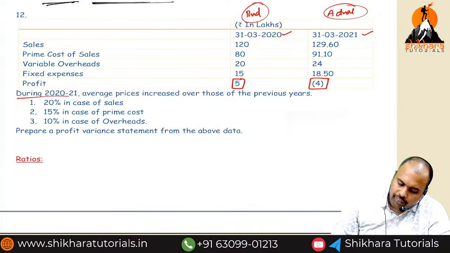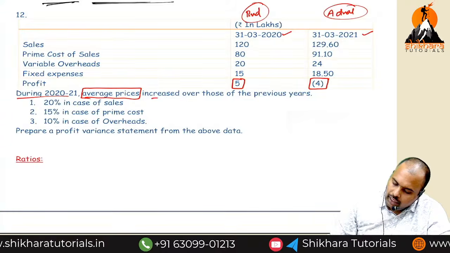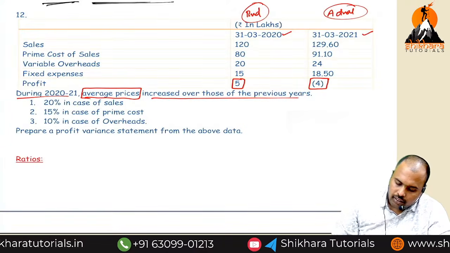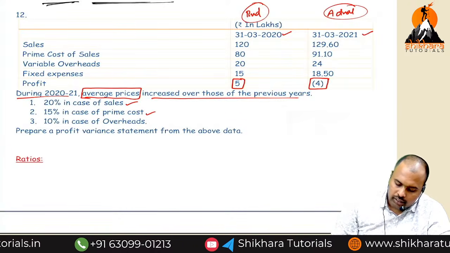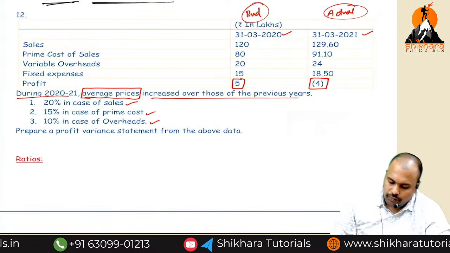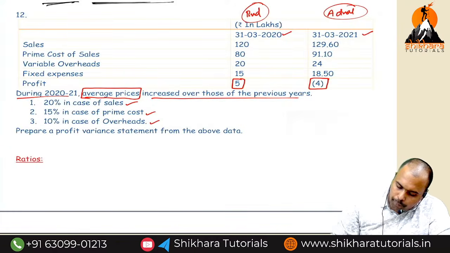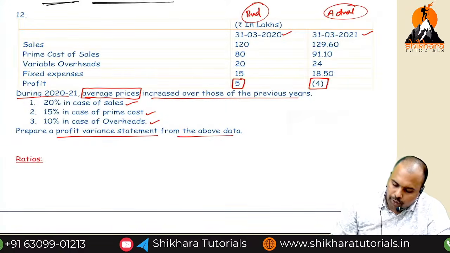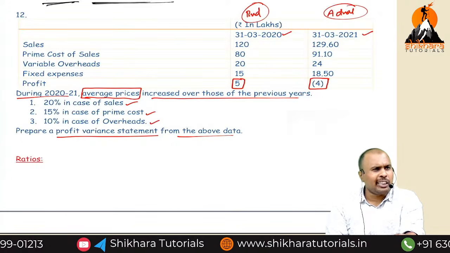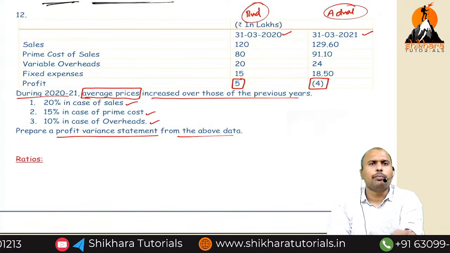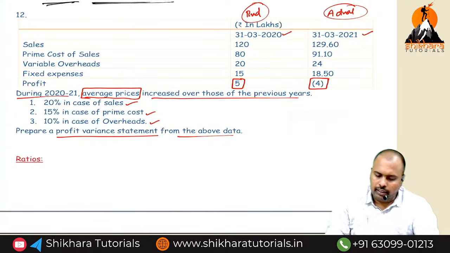During 2021, average prices increased over the previous years by 20% in case of sales, 15% in case of prime cost, and 10% in case of overheads. That's what they have given. Prepare a profit variance statement from the above data. Profit variance statement is a reconciliation statement only. Why is there variance in profit? Clear? Okay, let us see one by one.